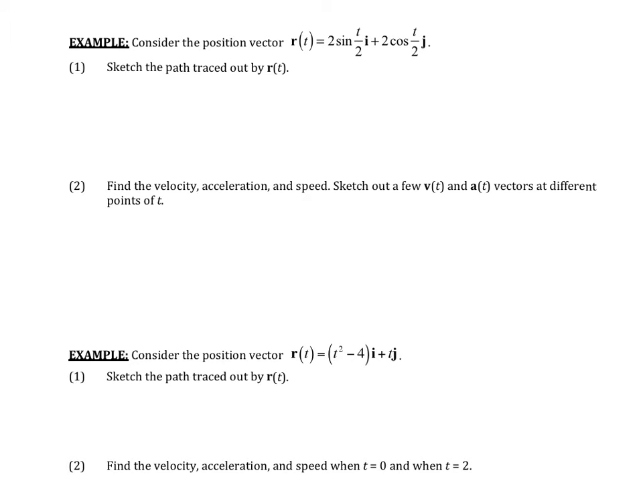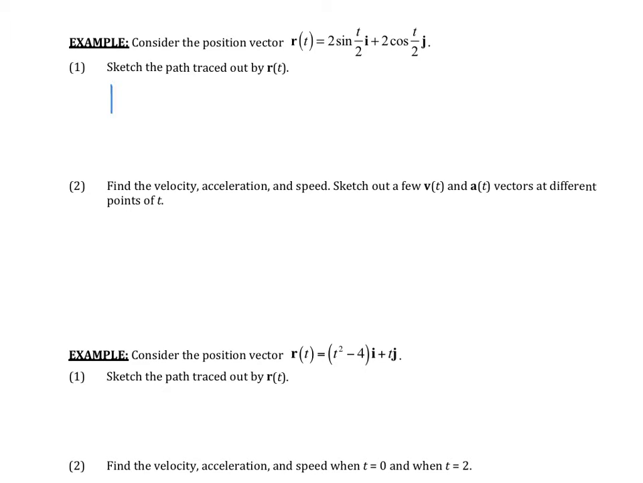So let's take a look at our last three examples that are on the T and B notes, but really are more along the lines of vector motion. So let's consider the position vector r of t equals 2 sine of t over 2 i plus 2 cosine of t over 2 j. Let's sketch the path traced out by r of t.